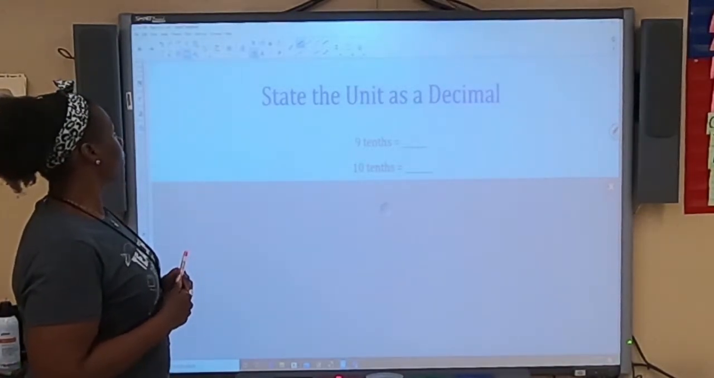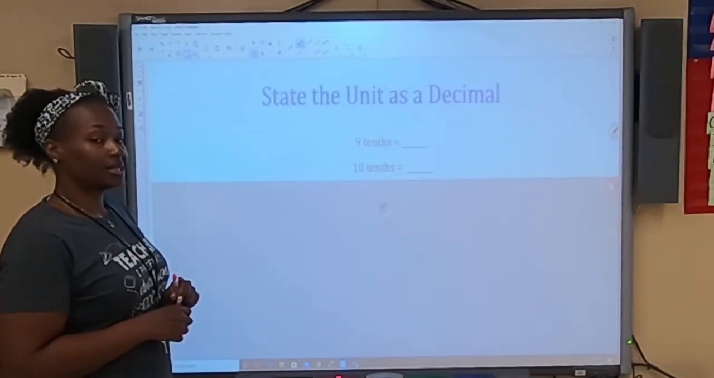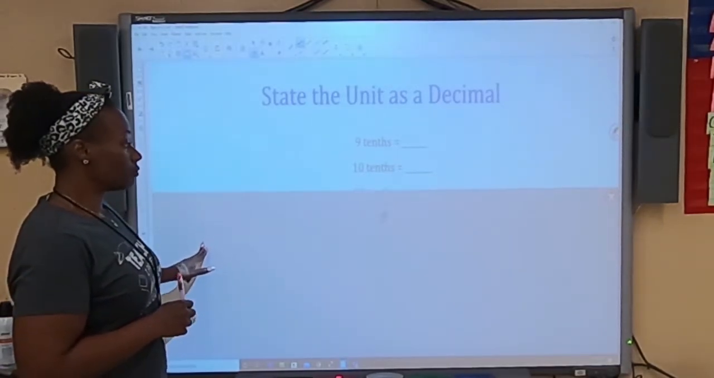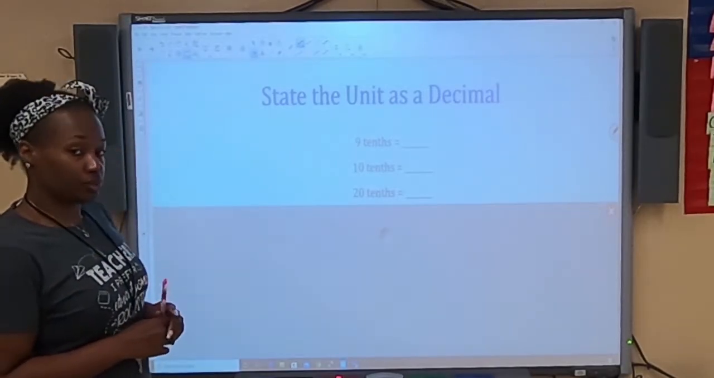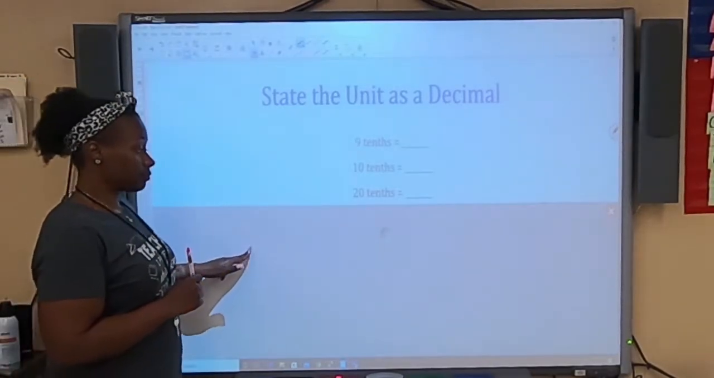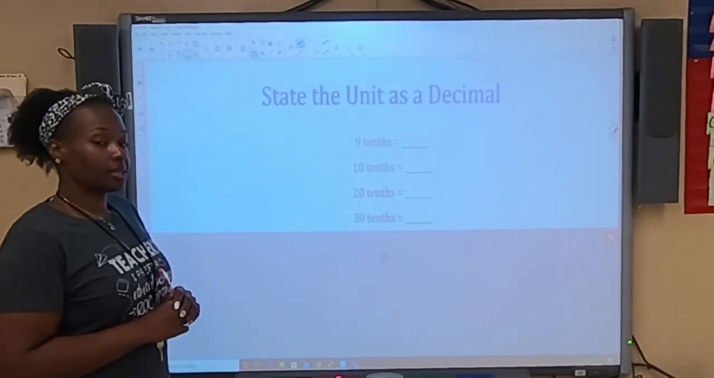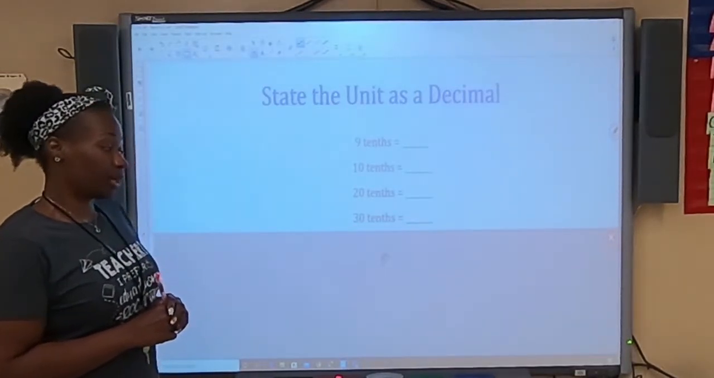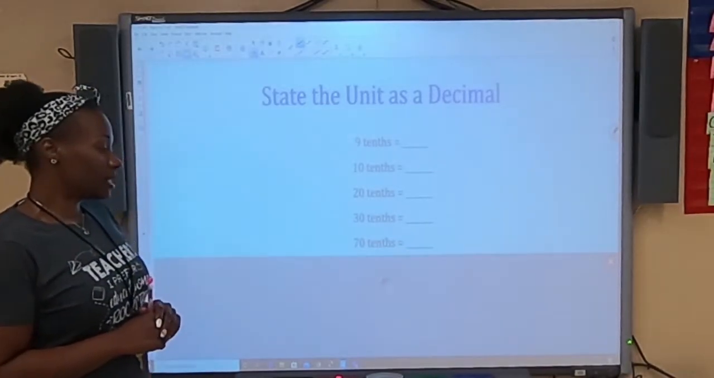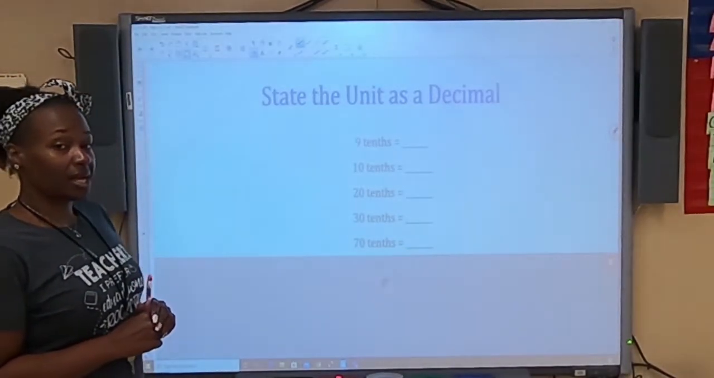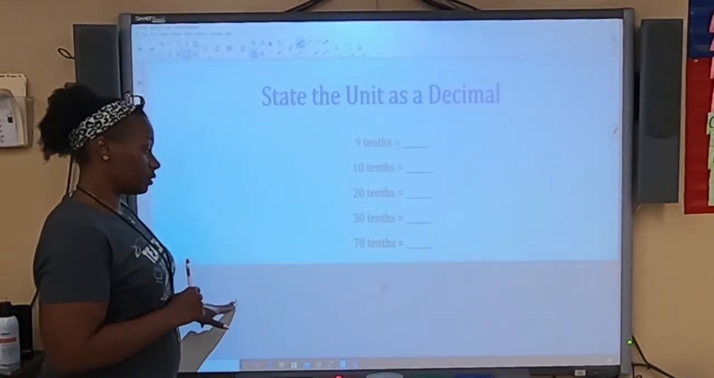10/10, we would write it as 1.0. 20/10, we would write it as 2.0. 30/10, we would write it as 3.0. 70/10, we would write it as 7.0.